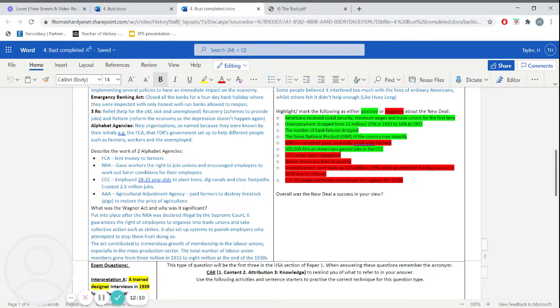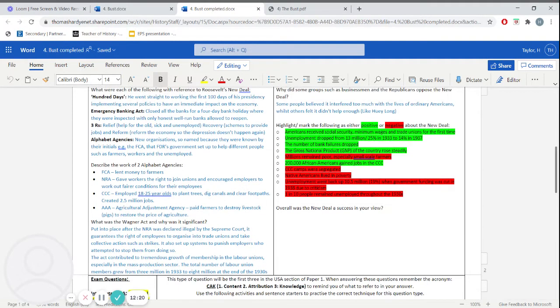All right, and finally, overall, was the New Deal a success in your view? I haven't done this one for you because I can't really decide for you whether you think the New Deal was a success. You need to look at the evidence and think, well, how effective was Roosevelt in achieving his goals? Did he provide relief for the sick and the unemployed? Did he provide jobs? Did he help the economy recover?